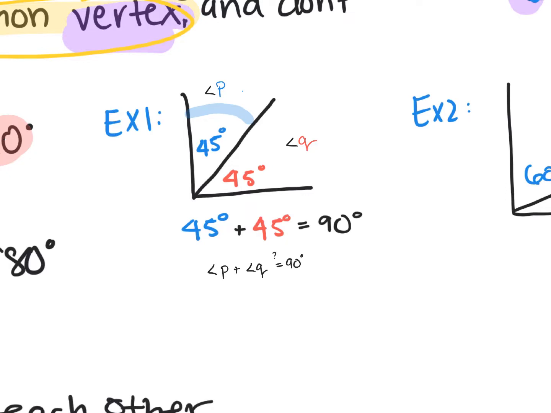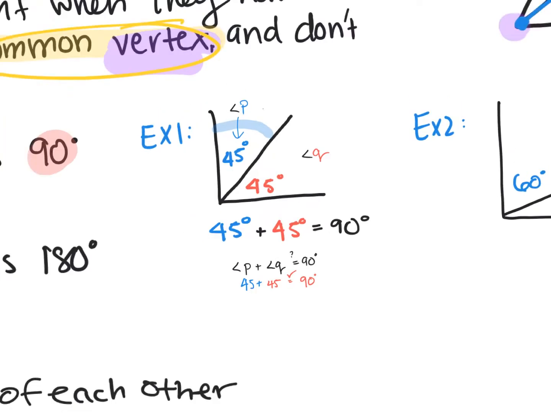So what is angle P? Let's substitute. Angle P is 45. And what is angle Q? Oh, it's also 45. Okay. So then when you do 45 plus 45, it does equal 90 degrees. So you would say when you can add the angles that are next to each other and they add up to 90 degrees, you call them complementary. Okay, complementary angles.